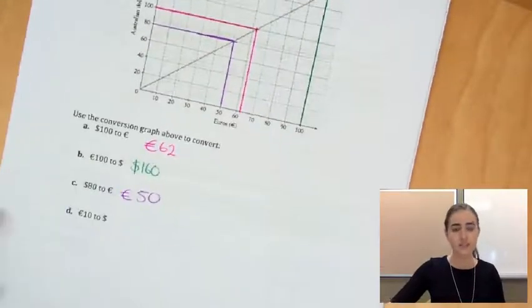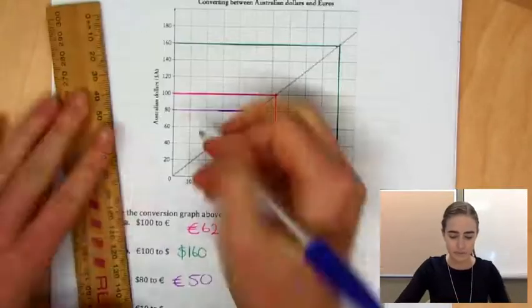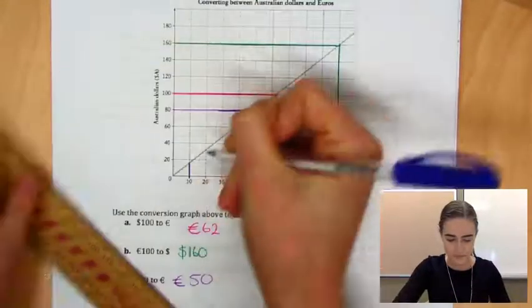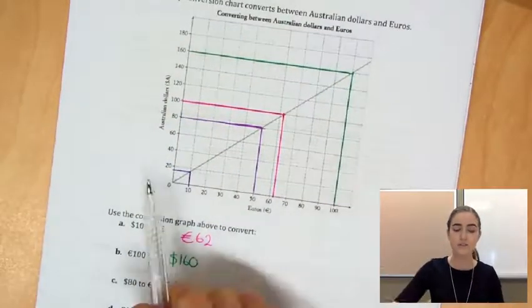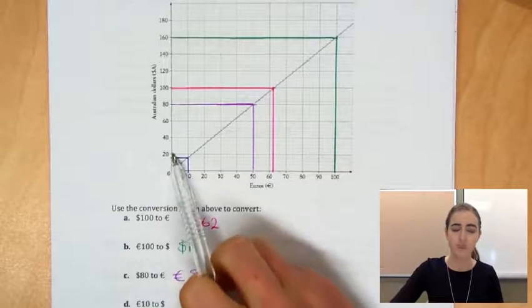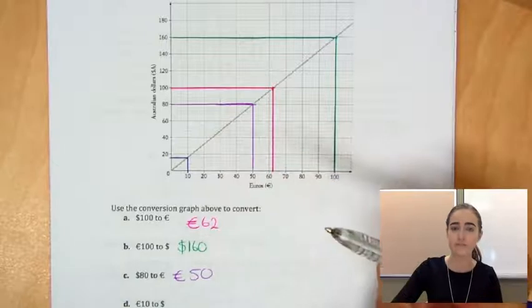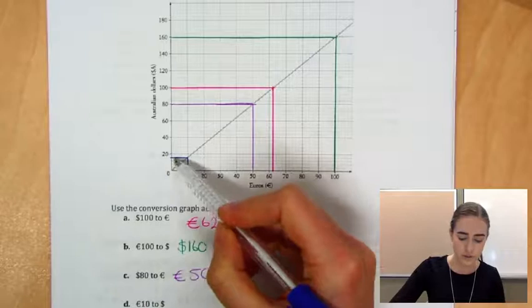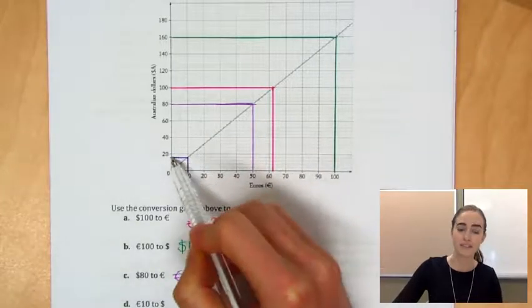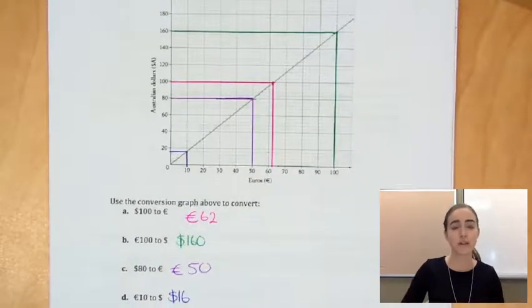And our last question says 10 euros into Australian dollars. So that's a nice little one here. Now the scale on this Australian dollars axis is a little bit different. So because one big box is 20, that means that each of our little ones, if there's 1, 2, 3, 4, 5 of them, means each of those has to be $4. So if we're up here at 1, 2, 3, 4 little boxes up, that means we're at $16. So just be careful of your scale as well. But that's just one example of how we can use conversion graphs to convert between different units.